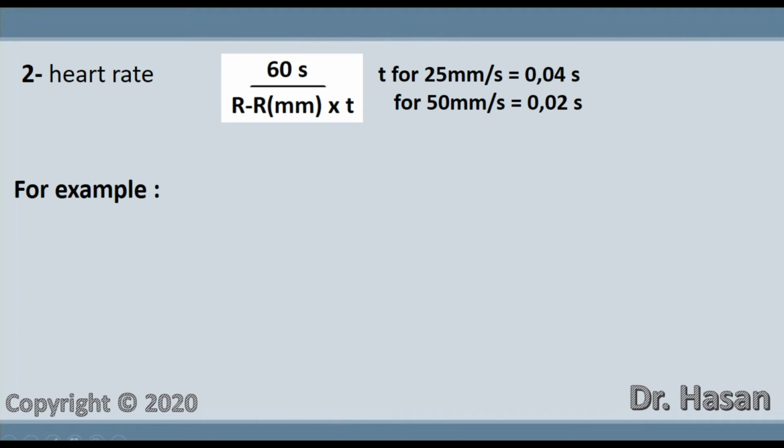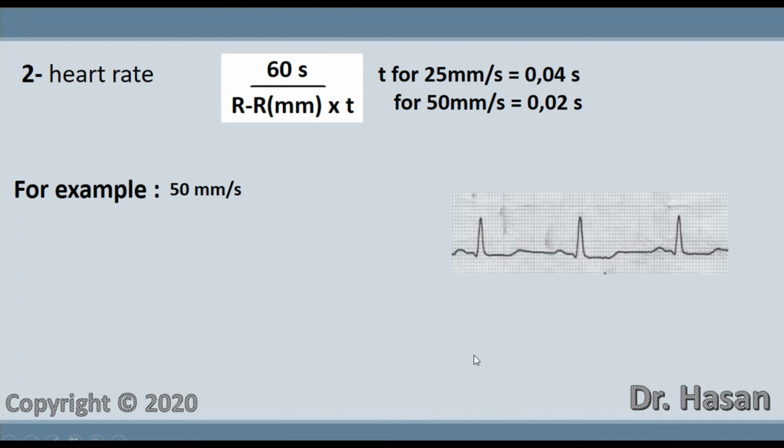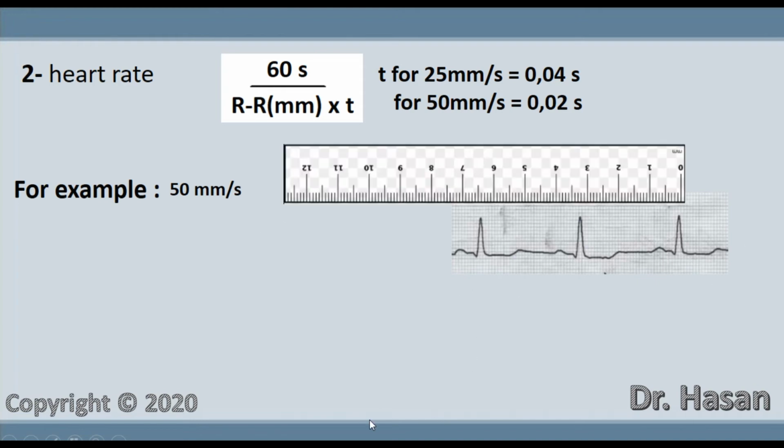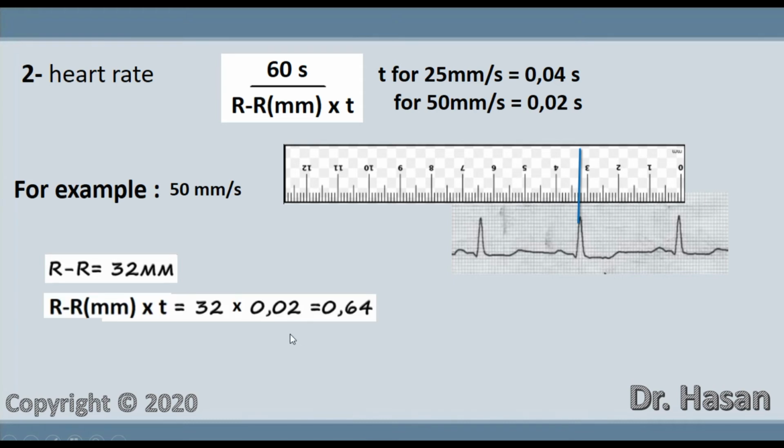Example 2. We determine the heart rate on an ECG tape recorded at a speed of 50 millimeters per second. Let's measure the RR intervals with a ruler. In this case, it is equal to 32 millimeters. T is equal to 0.02 because the tape is recorded at a speed of 50 millimeters per second. We substitute this data into the formula and calculate the heart rate.